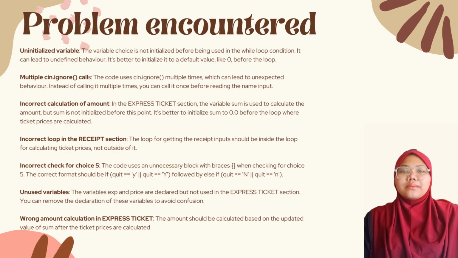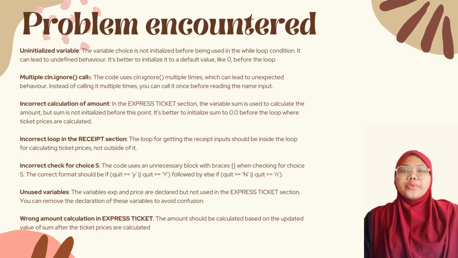Second, multiple cin.ignore calls. The code uses cin.ignore multiple times, which can lead to unexpected behavior. Instead of calling it multiple times, you can call it once before reading the name input. Next, incorrect calculation of amount. In the express ticket section, the variable sum is used to calculate the amount, but sum is not initialized before this point. It's better to initialize sum to 0 before the loop where the tickets are being calculated.